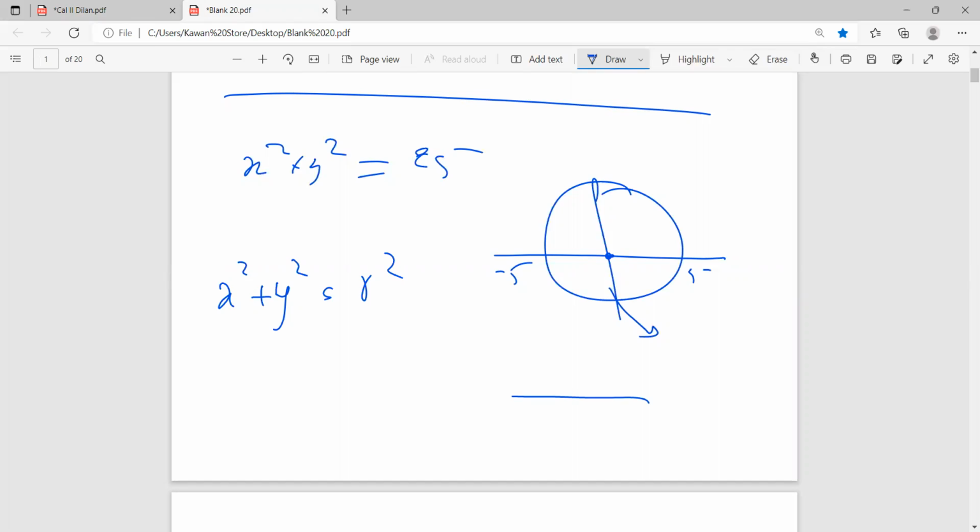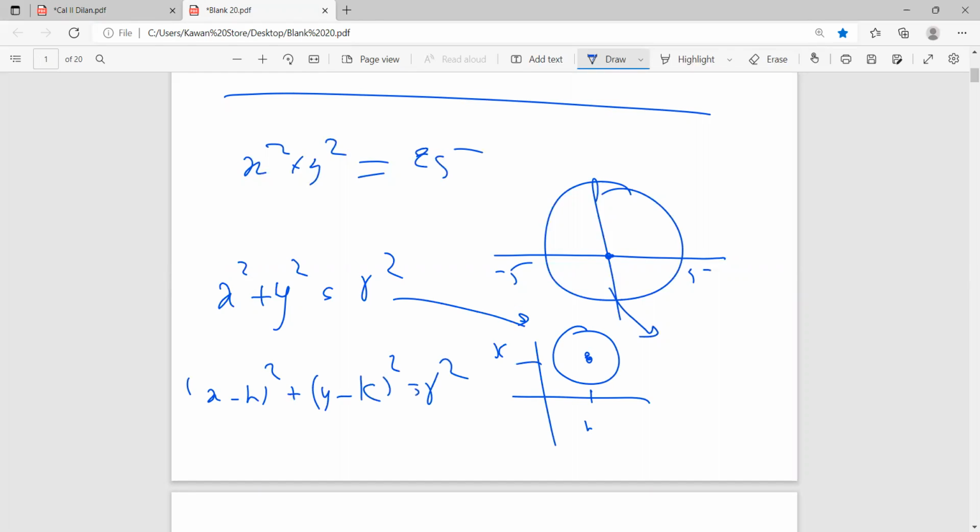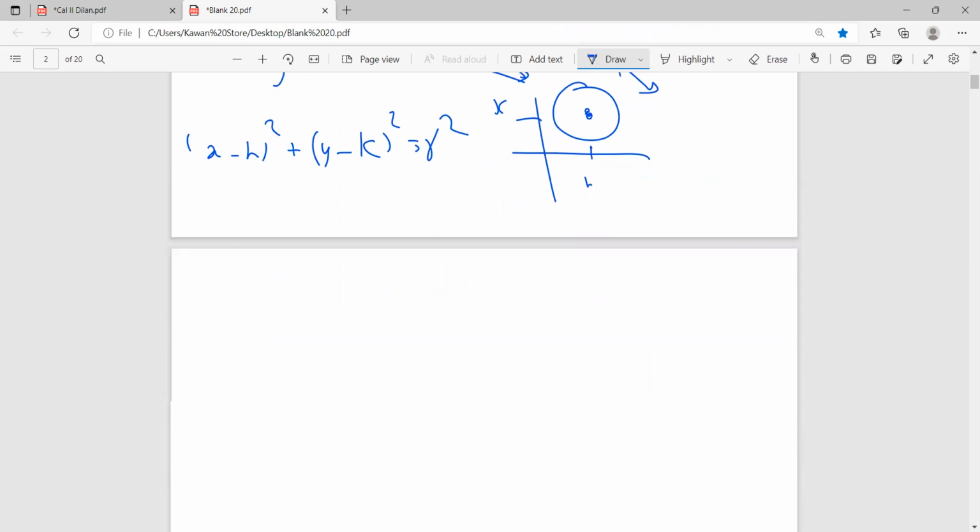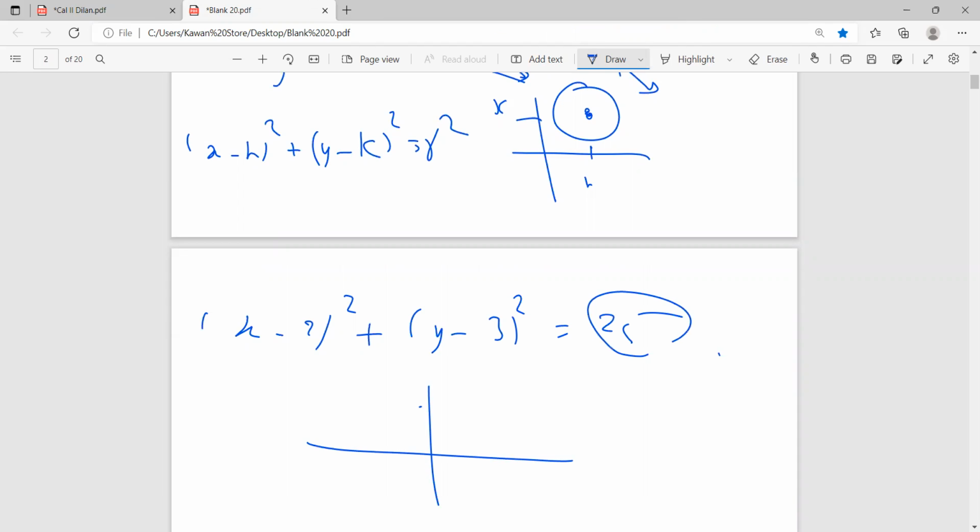So how about a general circle? How about if I want to sketch something like that? The center is here. How do we find that one? Here's h, here's k. So the general form of that circle equation is like that: (x minus h) squared plus (y minus k) squared is equal to r squared. You got it? Hello? You got it or not? Come on. For example, I say (x minus 2) squared plus (y minus 3) squared is equal to 25. I know that I have a circle with the radius 5, okay? And I know the center point is x and y, 2 and 3.